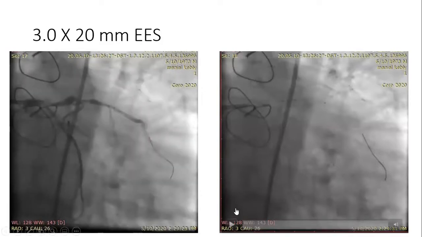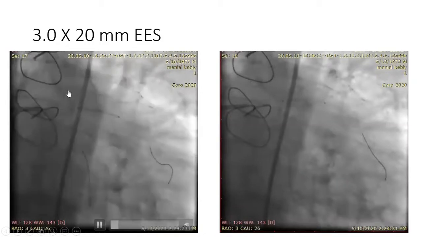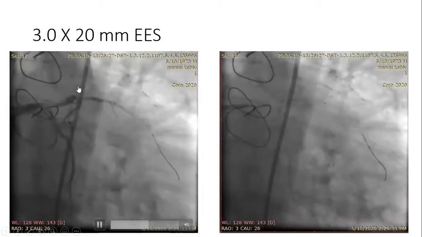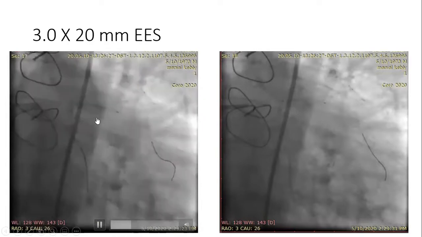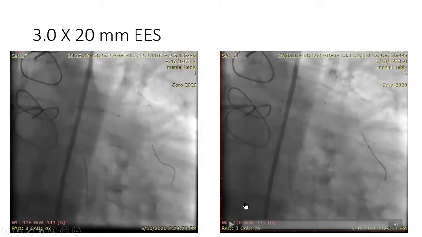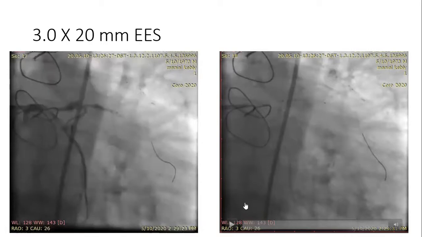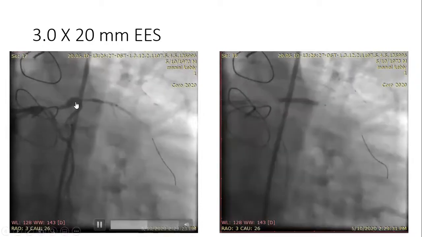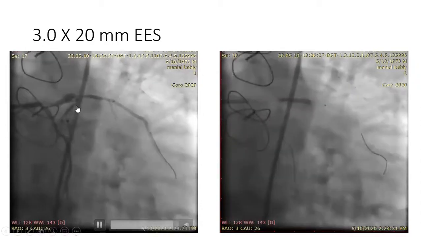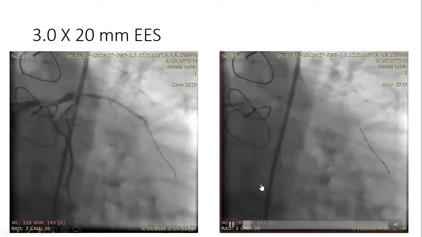We tried not to withdraw the stent back to the LAD. As you can remember, this LAD is aneurysmally dilated, and we don't want this stent to be under-deployed in this large LAD. So we deployed the stent back to just a few millimeters in the LAD.